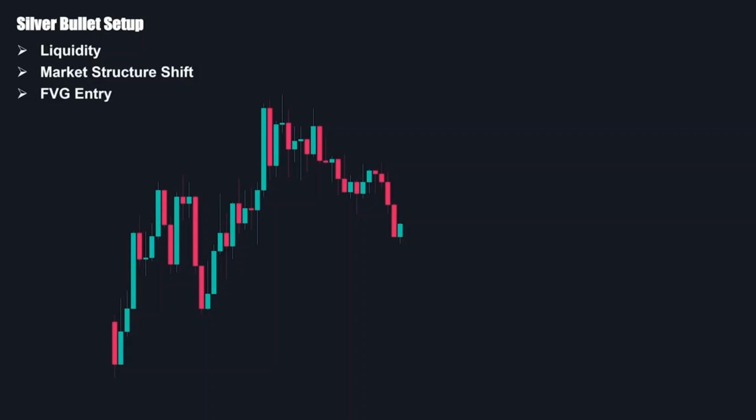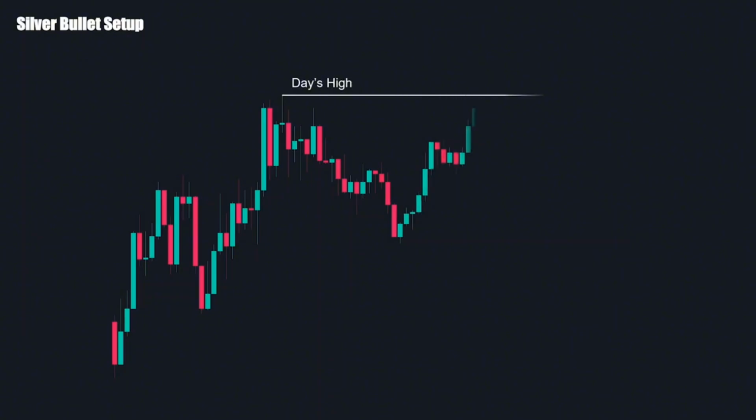In the bearish scenario, the price first breaks above the day's high and takes out the liquidity. This shows that the market is targeting liquidity above the most important structure of the day, which is the highest price traded during the Asian or London sessions.